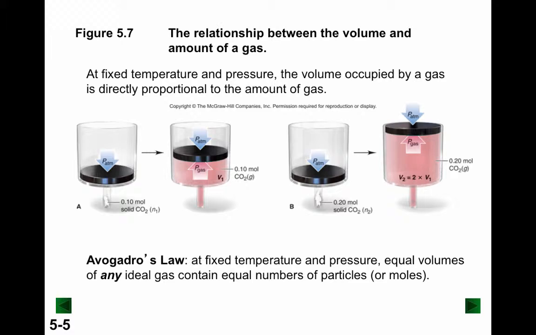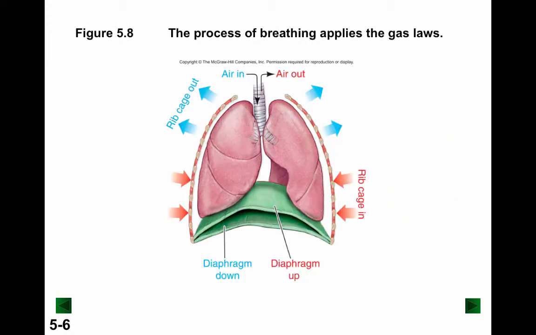Therefore, at a fixed temperature and pressure, the volume occupied by a gas is directly proportional to the amount of gas in moles. This is known as Avogadro's law, and it's easily stated as V1 over N1 is equal to V2 over N2. Avogadro's law states that at a fixed temperature and pressure, equal volumes of any ideal gas contain an equal number of particles or moles.